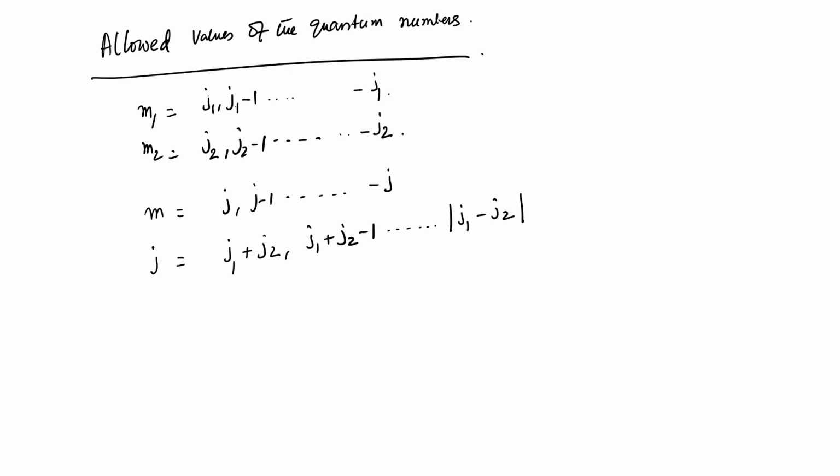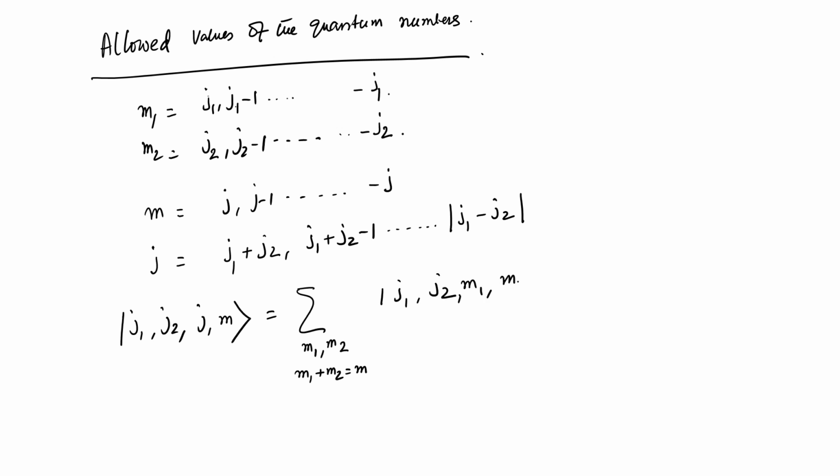So, what we are trying to do is build up a connection between these two descriptions, and let me write down the description that we wrote later. It is J1, J2, J, M. That description has to connect, for all possible values of M1 and M2 subject to the condition M1 plus M2 equal to M, to the other description that we have, J1 J2, M1 M2.